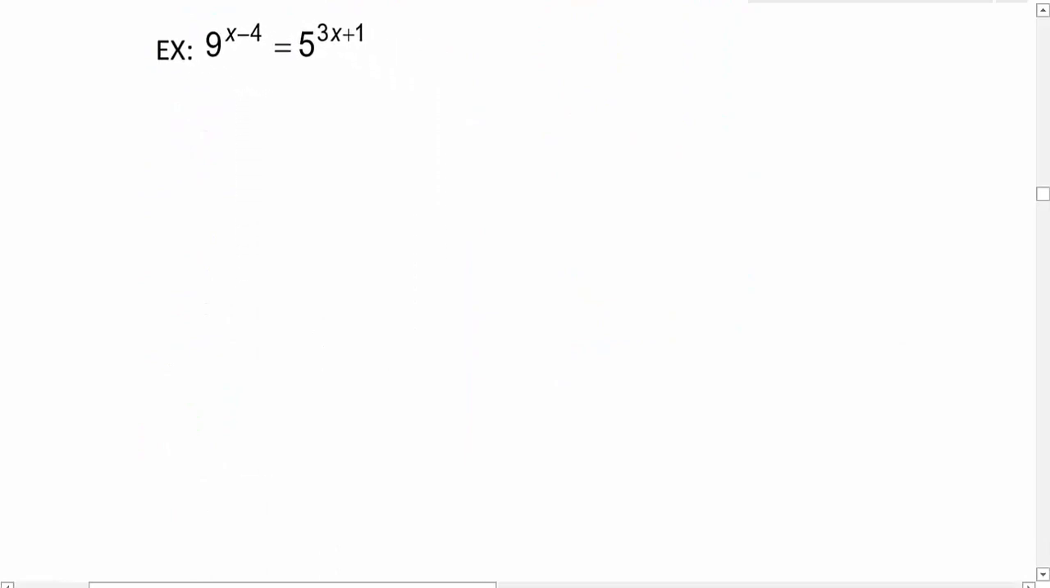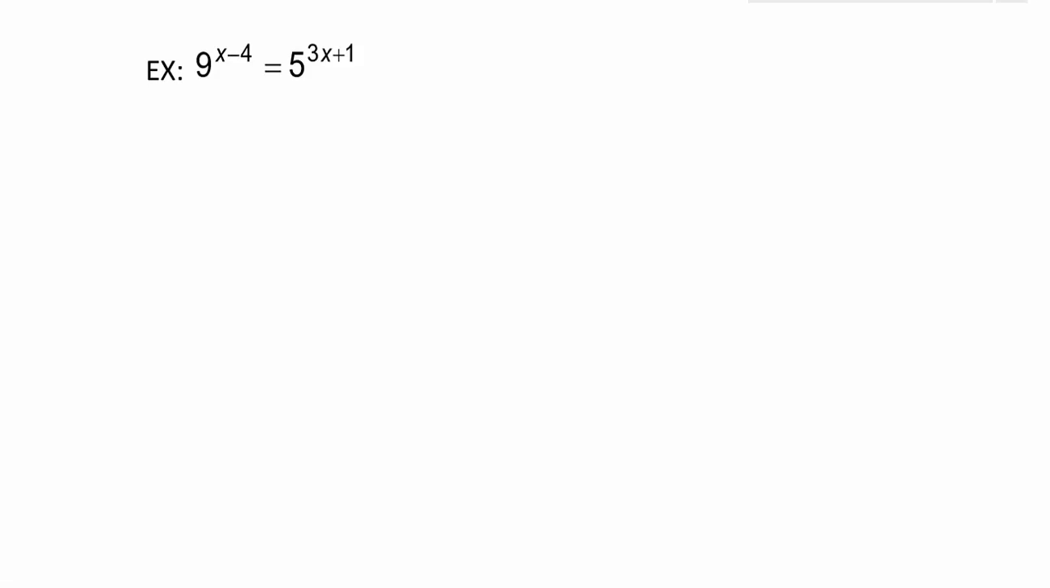Our next example is about as typical as it can get. This would be an excellent exam question. 9 to the x minus 4 equals 5 to the 3x plus 1. I always try one-to-one property first, but that's not going to apply here.